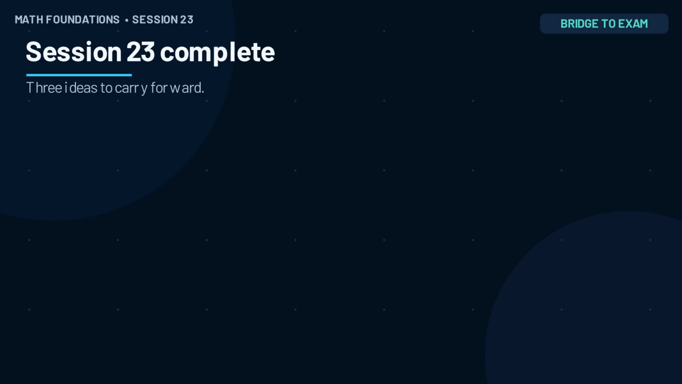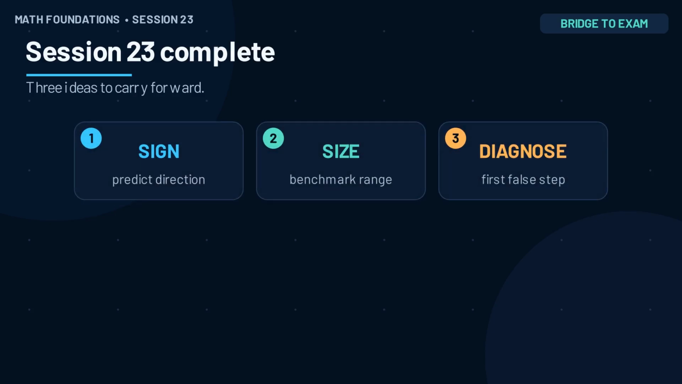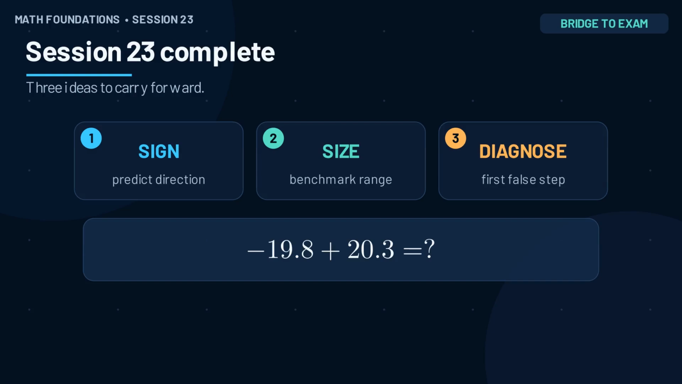Let us recap. Predict sign, estimate size, calculate, then diagnose the first false step. For a quick check, consider -19.8 plus 20.3. Nearly equal opposite values leave a small positive result of 0.5.